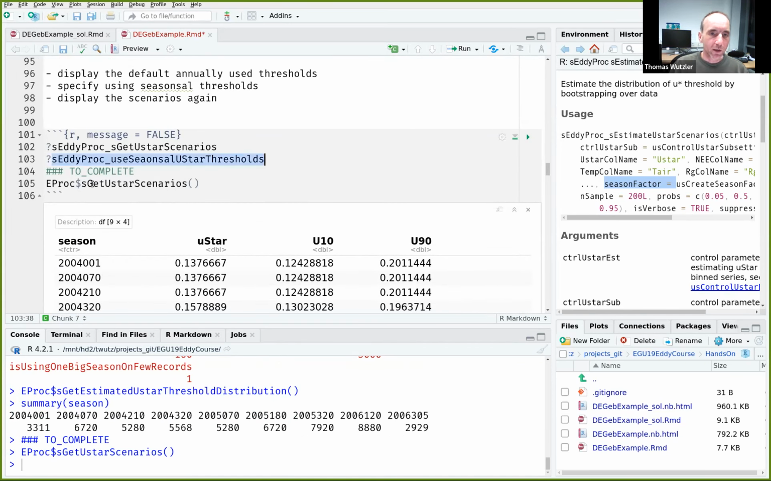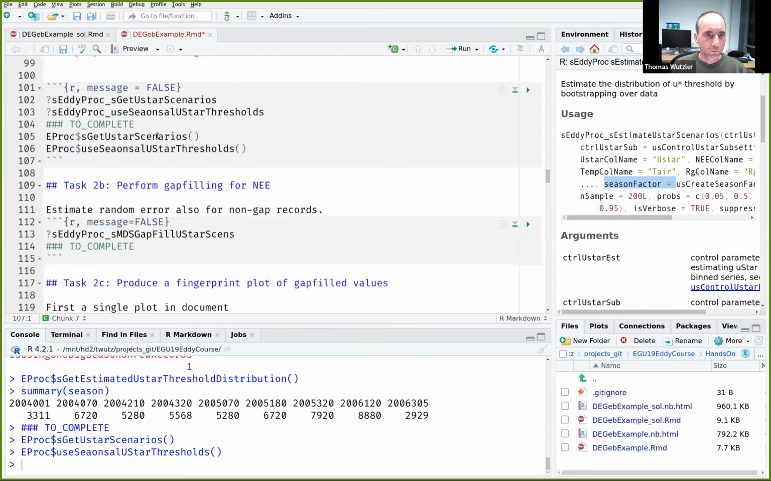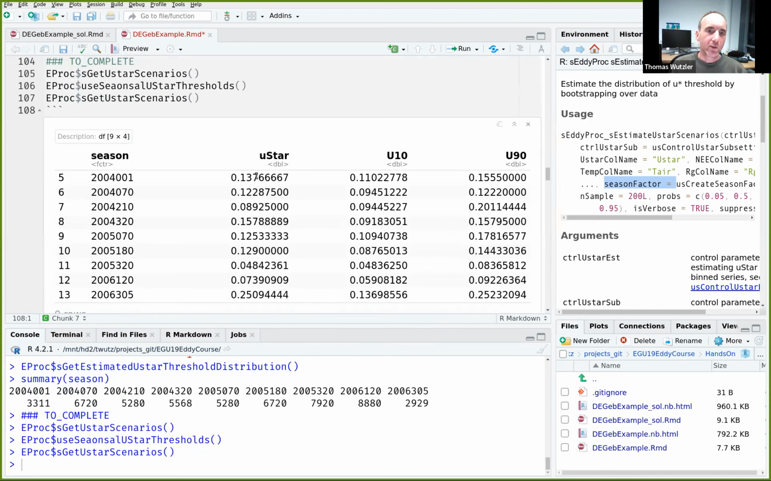Now we can tell the class that instead of the annual thresholds, it should use the seasonal threshold. And this is a method, use seasonal threshold. You can ask the report again what threshold it will use during gap filling. And then you see it uses the seasonal threshold, which differs across the year. And here, for example, in 2004, in the first two seasons it's about 0.12 and 0.12, but then after, say, day 210, it actually changes quite a lot to 0.8.